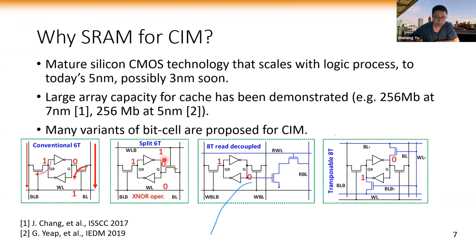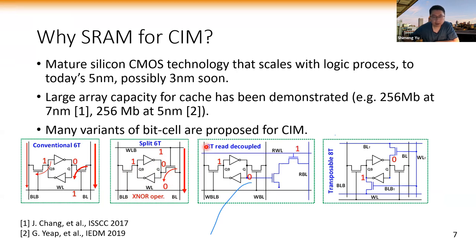Then in this case, if you look at this configuration, the only current that will flow is from the bitline to the ground. So the other side will not discharge because this is controlled by the word line, which is zero in this case. So basically this implements the XNOR operation between the input and the weight. So this can enlarge the sense margin between the bitline and bitline bar because in this case, only one side is discharging.